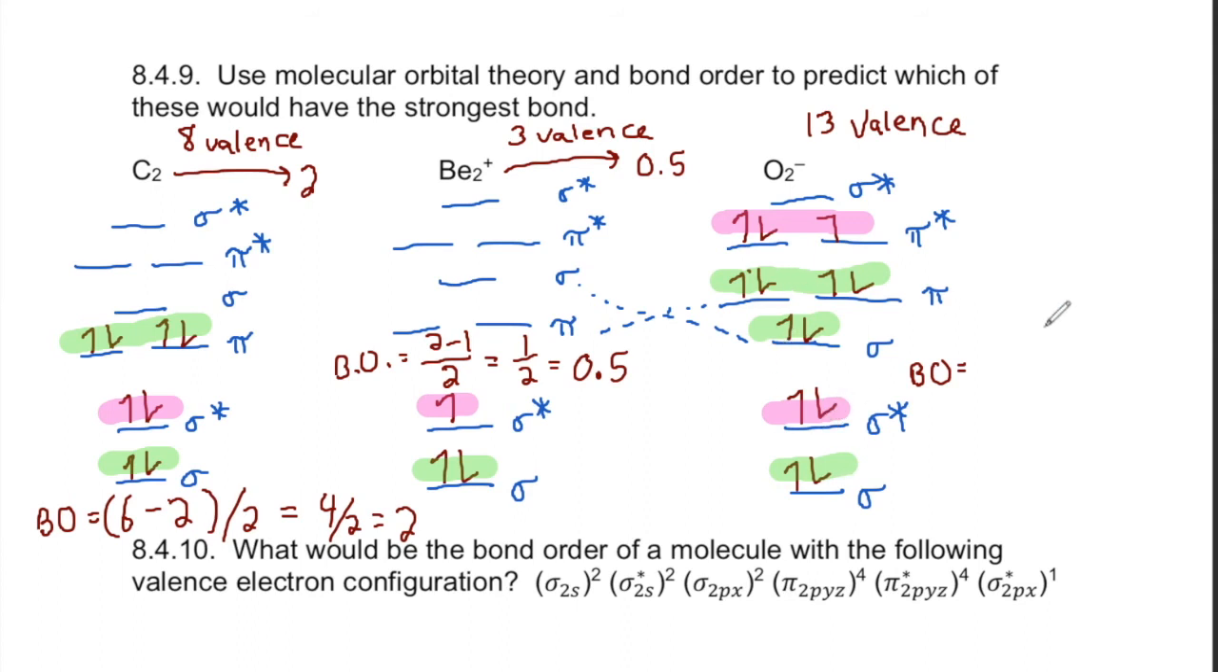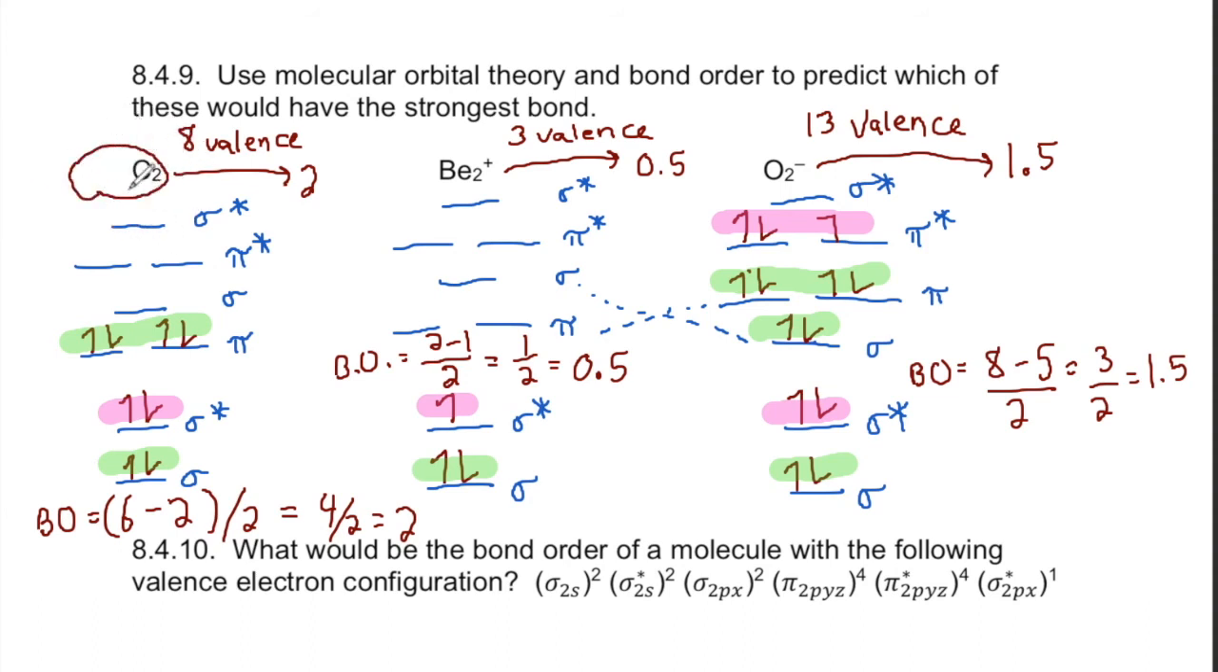For oxygen, we have 8 bonding electrons, 5 anti-bonding electrons. So that makes 3 over 2, which can also be written 1.5. It's 1.5. So looking at these 3 bond orders, we can see that carbon has the strongest bond. It has the highest number for its bond order. So which of these would have the strongest bond? The answer is the C2 molecule.